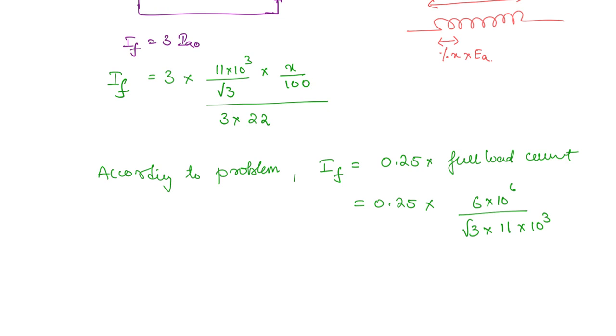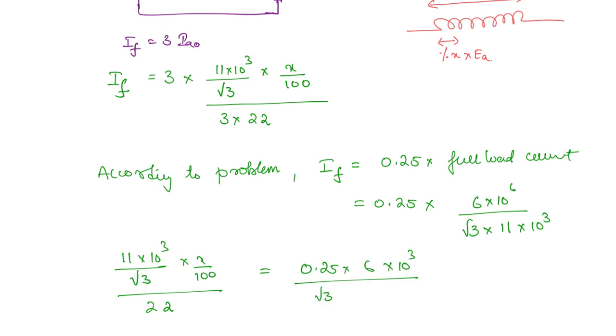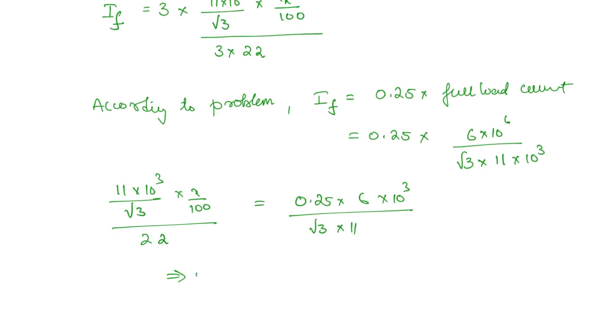So here you are going to get 11 into 10 cube by root 3, 3 and 3 will get cancelled, into X by 100 divided by 22 is equal to 0.25 into 6 into 10 cube divided by root 3 into 11. So this, if you calculate, you are going to get X is equal to 27.27. Okay, so this is in percentage.